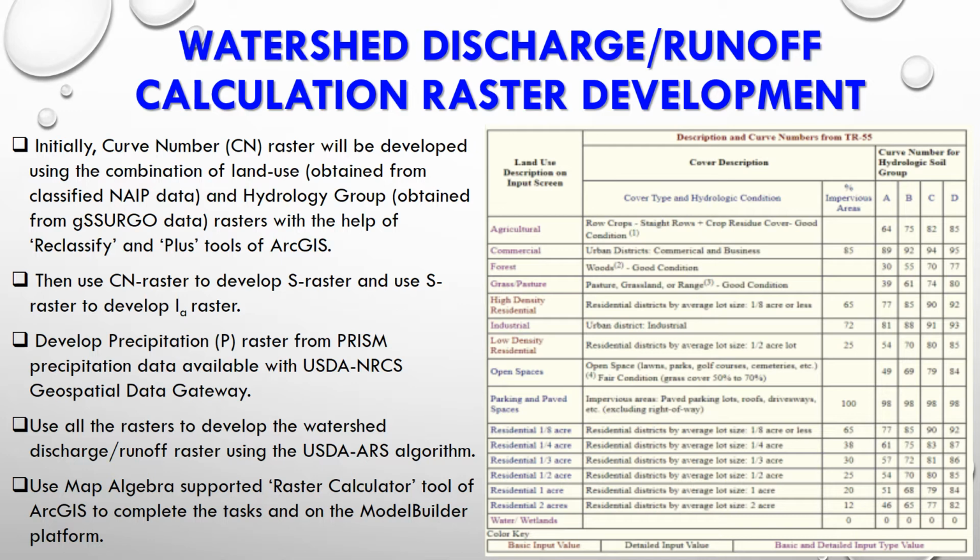Then the P raster, as I told, from the PRISM program data, we created it in raster format. Then all these P, S, and I rasters were combined together using that USDA algorithm to calculate your discharge or runoff raster, or Q raster. We created that in ArcGIS ModelBuilder, and the important tool was Raster Calculator to do this map algebra application.